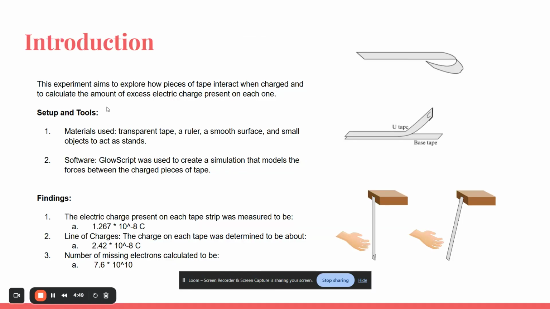In this lab, we focus on understanding electrostatic interactions through hands on experiments and computational modeling. This experiment had three main objectives, which were to observe how two pieces of Scotch tape interact when they are electrically charged, use GlowScript, a computational model, to simulate those interactions, and then estimate the amount of charge on each tape and calculate the corresponding number of electrons that were either gained or lost. I have attached some of the findings below that we will get into a little bit more later.